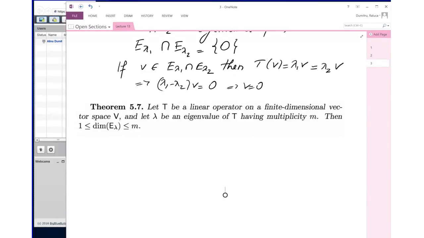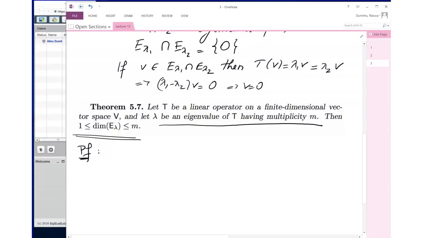How many vectors or eigenvectors can I find in an eigenspace? Not how many in general, but how many independent. Or basically, what dimension can this eigenspace corresponding to a lambda have? So what dimension does it have? Well, it turns out that if the algebraic multiplicity of lambda is m, the dimension of E lambda cannot exceed that m. Right? It's going to be between 1 and m. So apparently there seems to be no connection between those two things, but they are definitely connected.